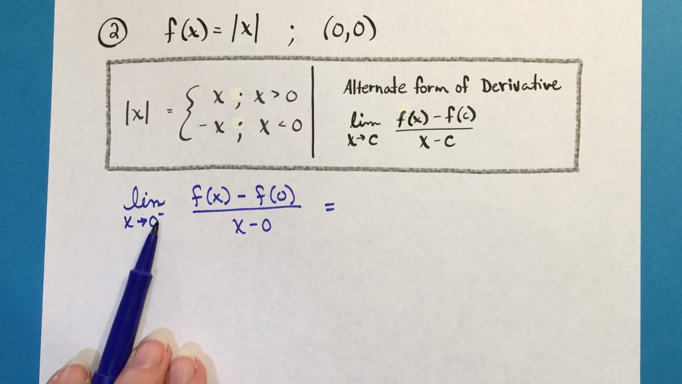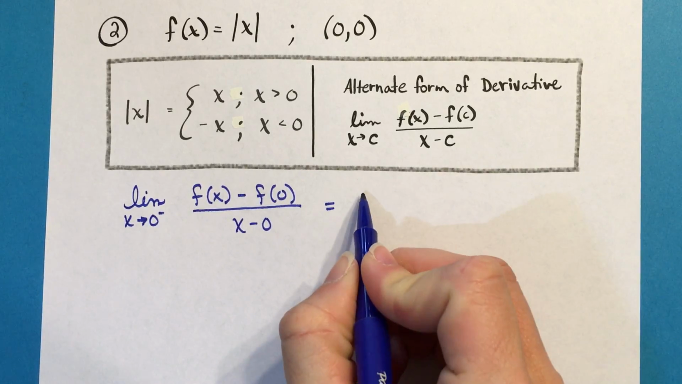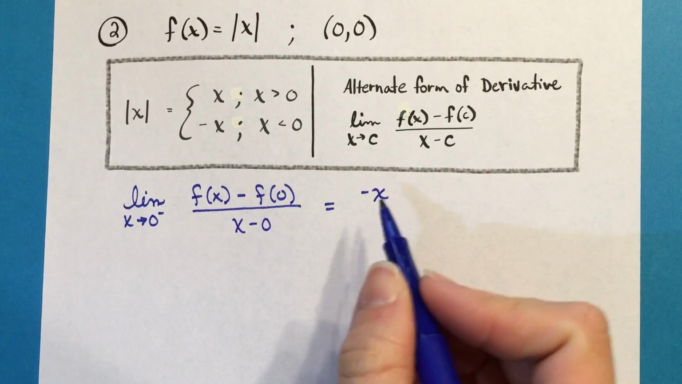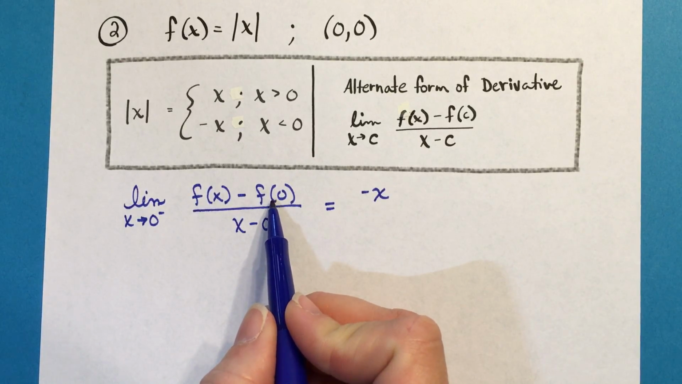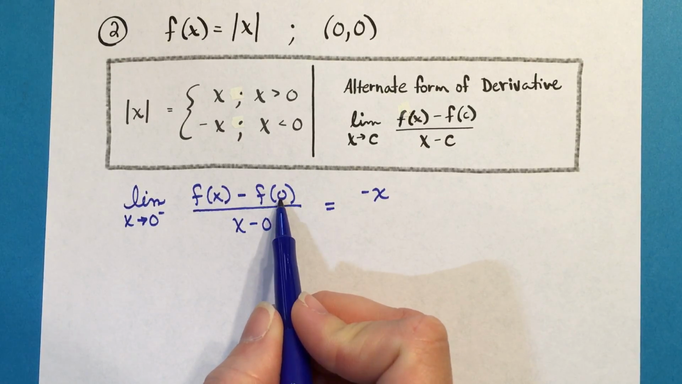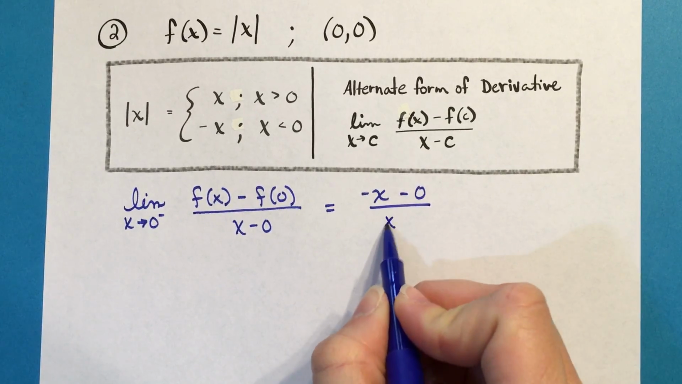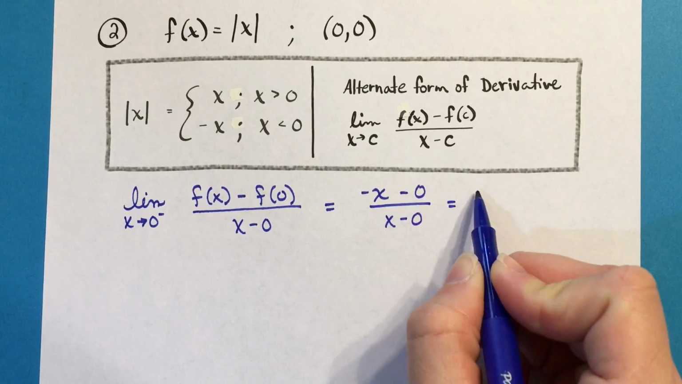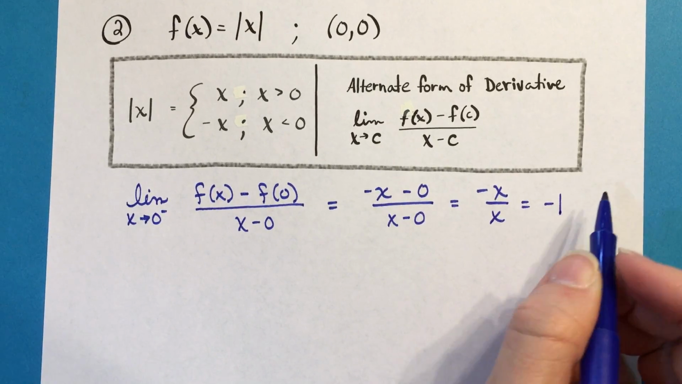If you're coming in from the left side, then you're dealing with the values that are less than 0. So my function in this case, I would need to use the negative x. Now, if you are to evaluate your function at 0, absolute value of 0 is just 0. Of course, on the bottom, you've got x minus 0. So that's just negative x over x, which gives us negative 1.